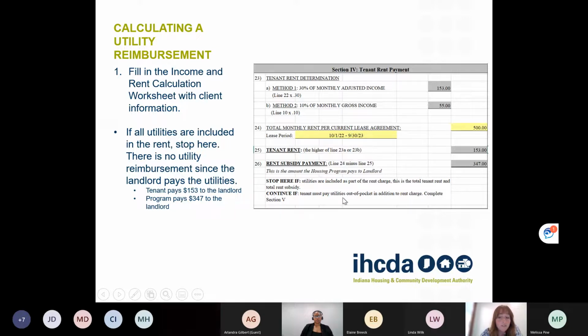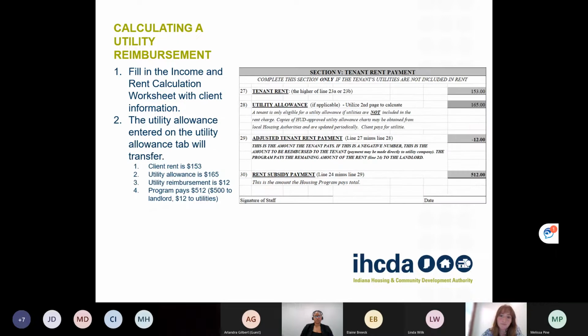And if all of the utilities were to be included in the lease, this is where we would stop. So the client would be responsible for $153, which would be contributed to rent. And then the program would be responsible for paying $347 to the landlord. And those two numbers together would add up to $500. So that would be the total amount of rent. And then if all utilities were included, that would be where we stop. If utilities are not included, then you would go ahead and move on to section 5.